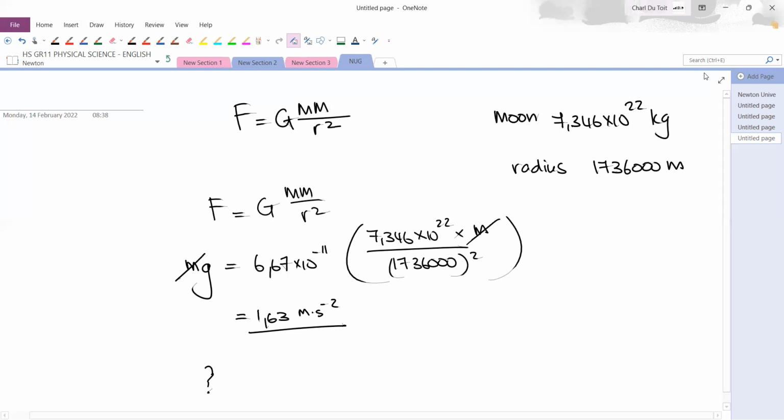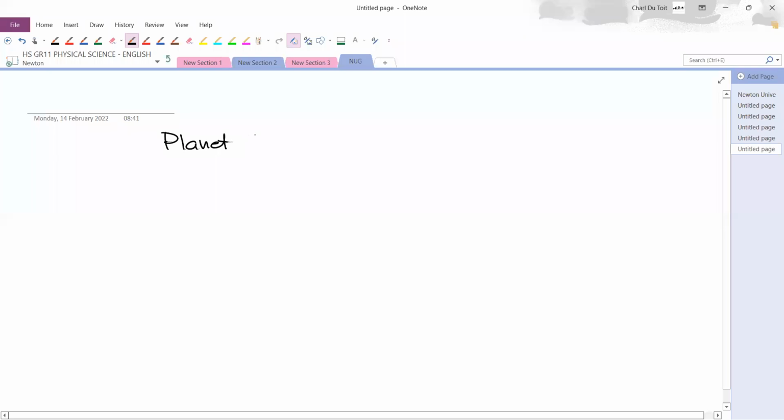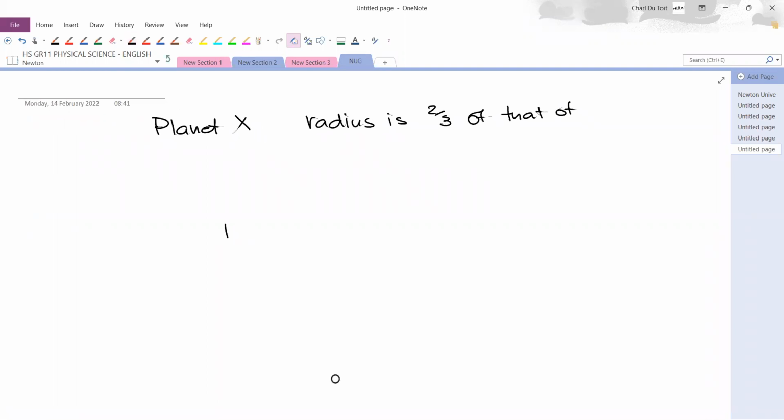So this is straightforward, but you won't get something like this. This is too straightforward. We're almost finished. They're going to do the following. They're going to say, there's a planet. It's X. We don't know what it is. Its radius is 2/3 of that of the Earth. It has a mass of half of Earth. What is its gravitational acceleration?